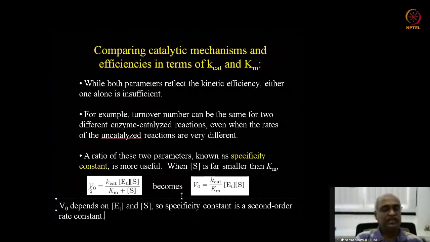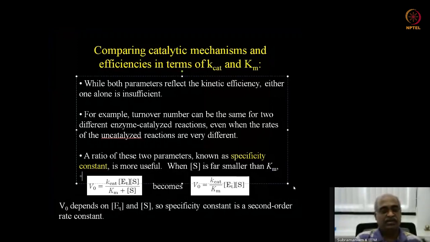So here, as given by this equation, V0 depends on the concentrations of these two. It is actually a second order rate. This K-cat by Km is a second order rate constant.